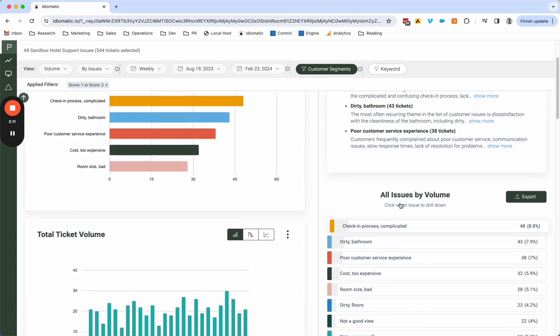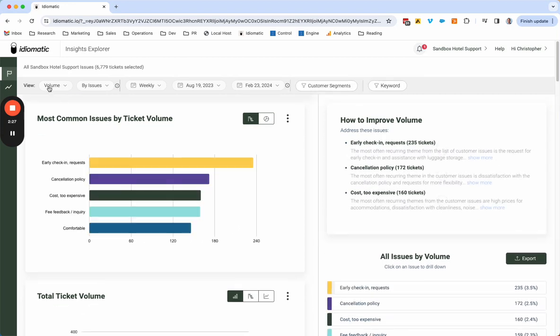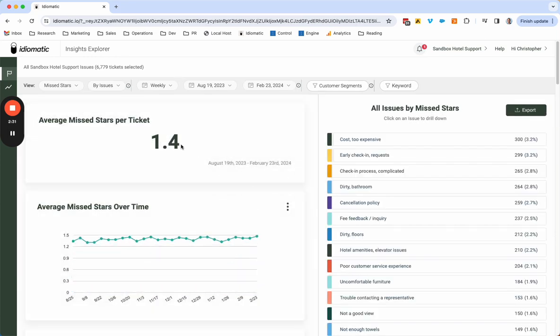But you can see by going down this list, we can really hone in on where there are poor experiences happening and where we can give that feedback, not just on individual cases, but on types of cases that are likely to lead to that negative experience. We can also switch this view from volume to be a satisfaction score view or a missed star view, right? So this is telling us where there are the most missed opportunities for a 5-star experience as rated by the customer.